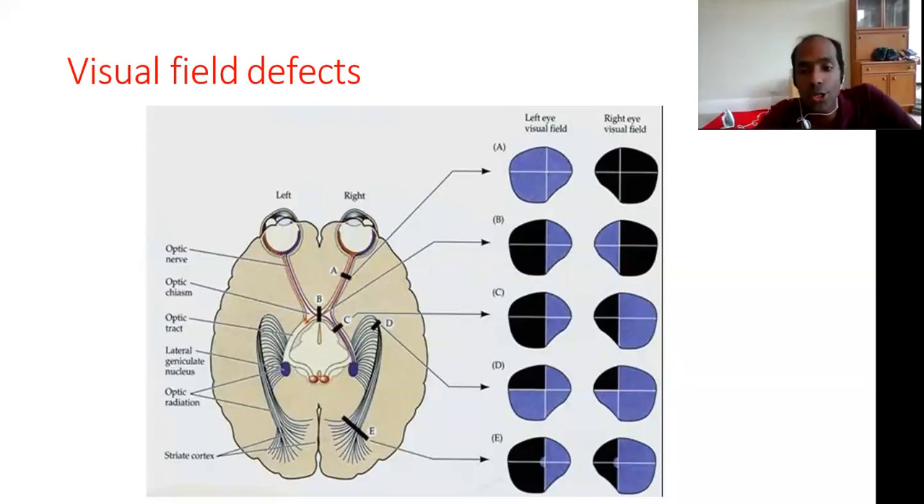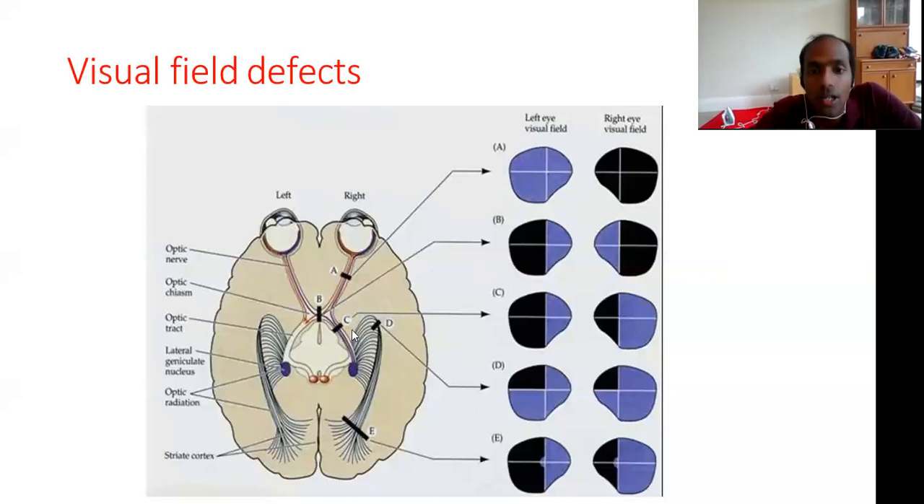The second thing you need to know is this. This is homonymous hemianopia, where one side, either left or right, cannot be seen. As a medical student, you need to know two things about this. Any lesion distal to the optic chiasma.